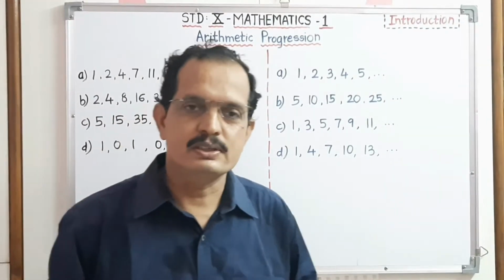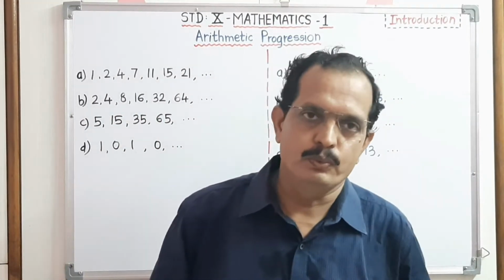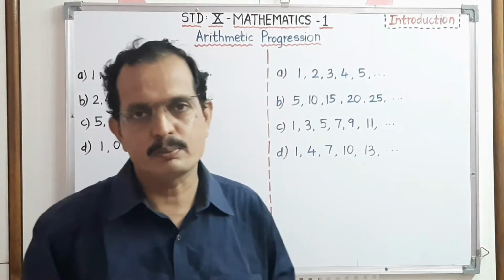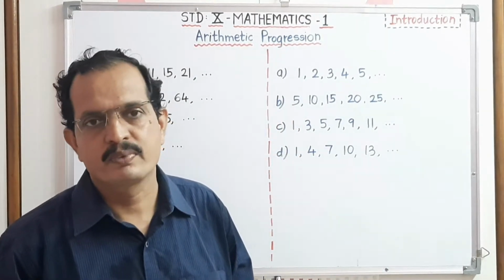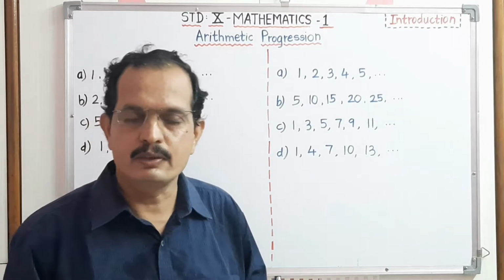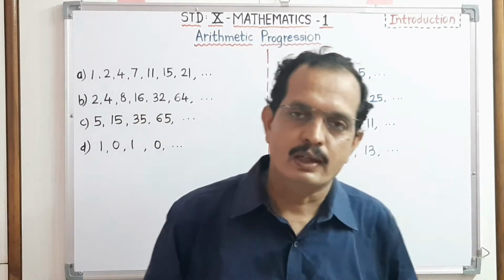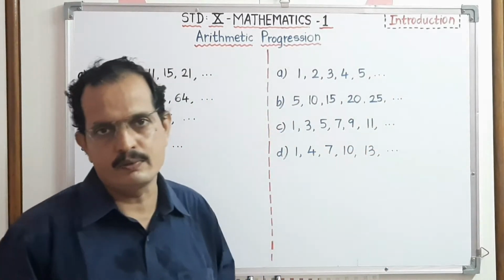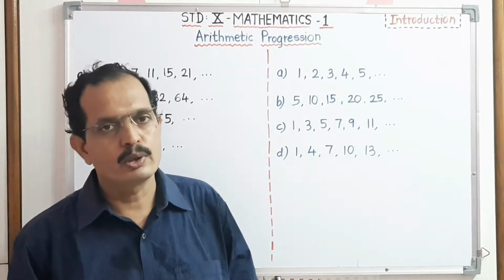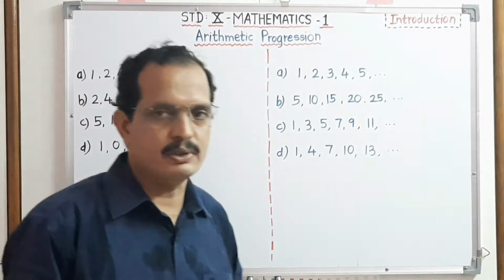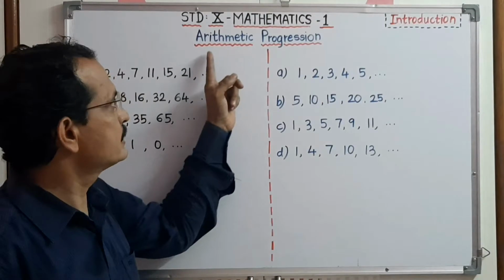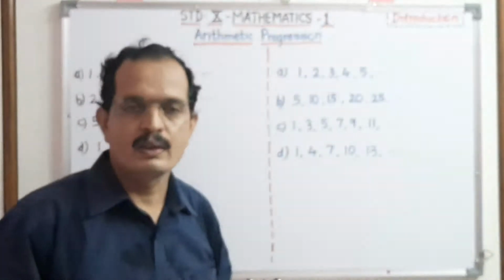Welcome dear students. Till now we completed two chapters of mathematics 1. First one is linear equation in two variables and the second one is quadratic equation. Now we have to start with the third chapter of maths 1, that is arithmetic progression.